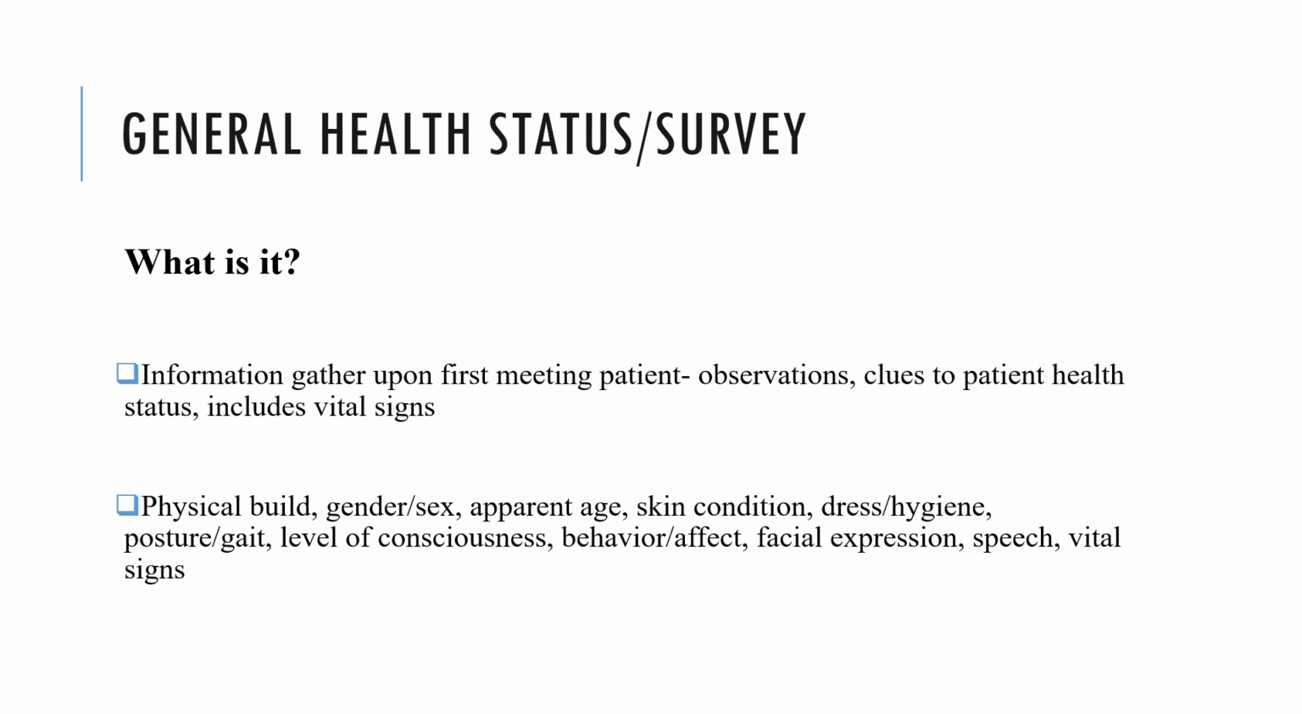So the general health status survey includes the physical build of the patient, maybe their body development, their gender identity or sexual identity, their apparent age. We might compare that to their stated age, and some of those things might be surprising. Skin condition, their dress and hygiene, their posture and gait. Those things can tell you a lot about some of your patient history and what's happening with your patient.